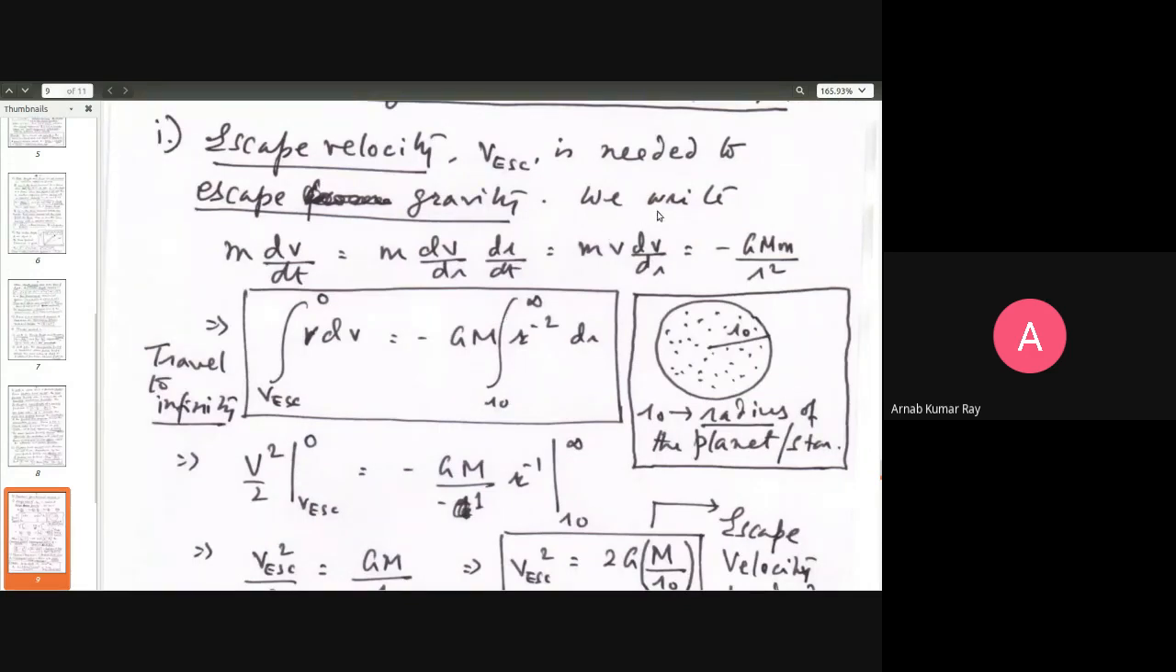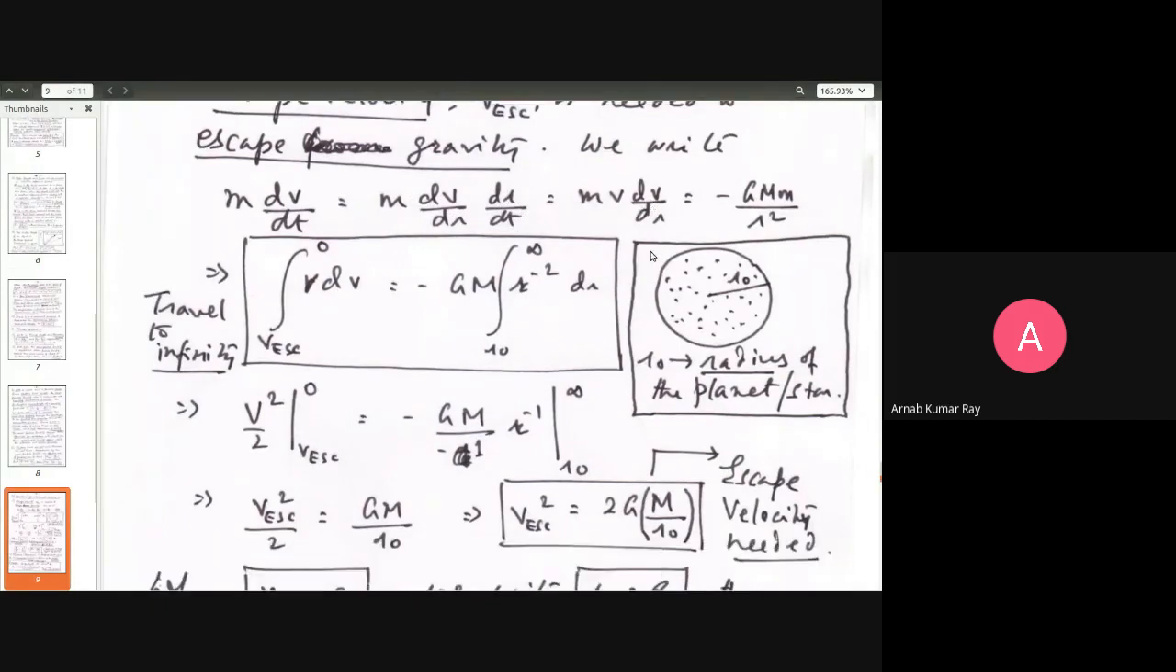So let us see, how do we get this? Force is mass times acceleration, m dv/dt, and we are now doing a little manipulation by the calculus chain rule. We write m dv/dt as m dv/dr times dr/dt. And what is dr/dt? dr/dt is velocity. So m v dv/dr is equal to the gravitational attraction, Newton's gravitational law, minus G M m by r squared, where capital M is the mass of the Earth, or whatever, and small m is the mass of the tennis ball or whatever you are throwing up. So the small m on both sides will cancel.